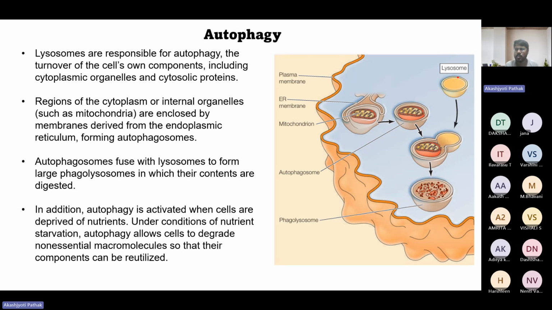And when this lysosome fuses with the autophagosome, what happens? You see here a structure called the autophagosome is formed. So what is an autophagosome? For example, if your mitochondria has to be degraded, then the mitochondria gets surrounded by a membranous structure. This structure that is formed is called the autophagosome. Now, this autophagosome fuses with the lysosome. Once the lysosome fuses with the autophagosome, what will the different hydrolytic enzymes present inside the lysosome do?